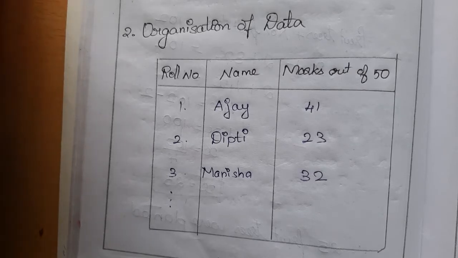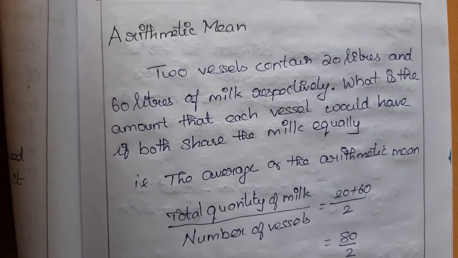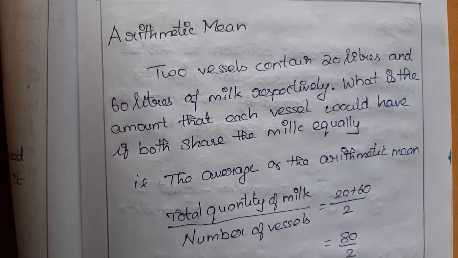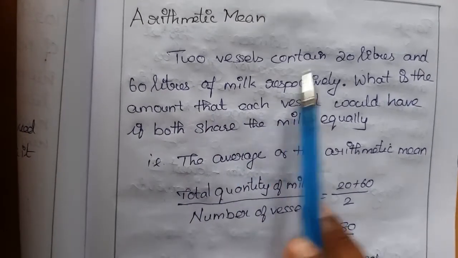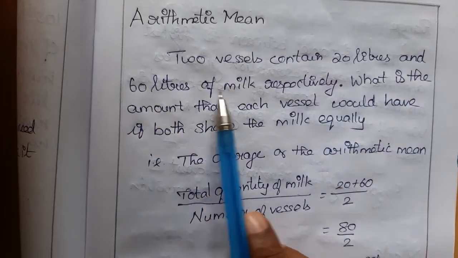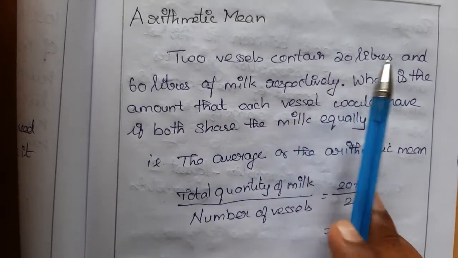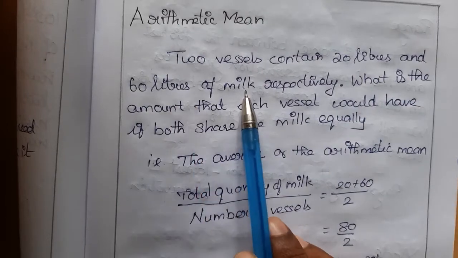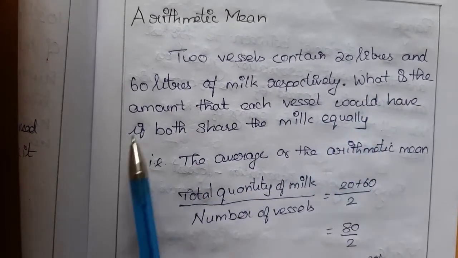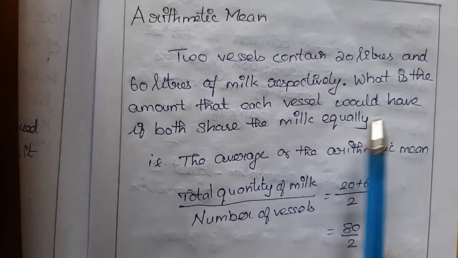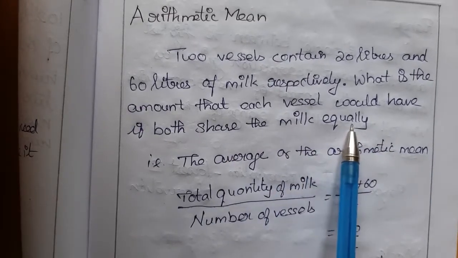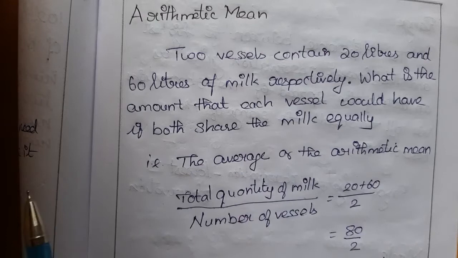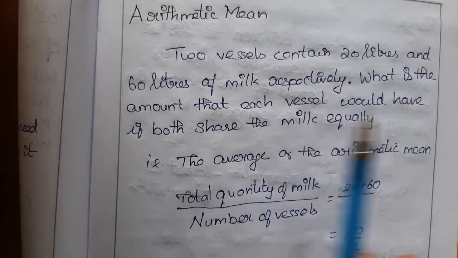So after collecting data, what will we do? We'll see. First, we can find the arithmetic mean. Arithmetic mean is nothing but an average. For example, I gave here two vessels containing 20 liters and 60 liters of milk respectively. So in the two vessels there are 20 liters of milk and 60 liters of milk. What is the amount that each vessel would have if both share the milk equally?